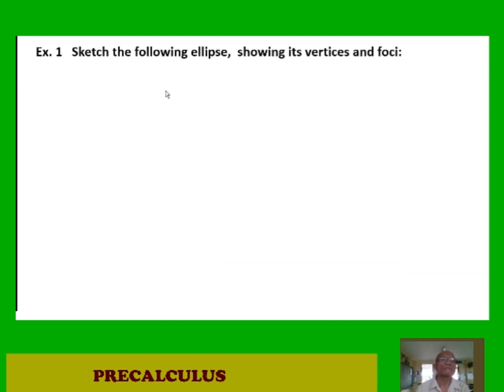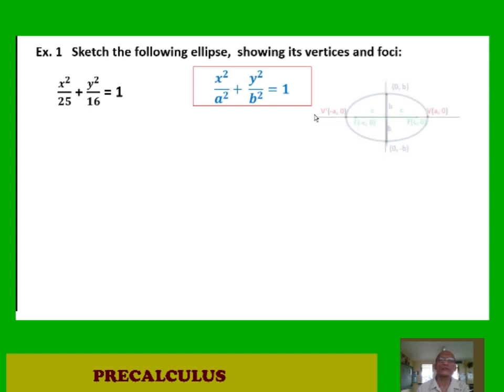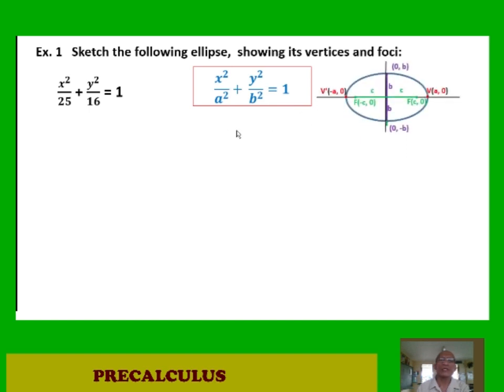Now, for example, we will use the equations of the ellipse that we have derived to sketch the ellipse. Sketch the following ellipse showing its vertices and its foci. The equation of the ellipse is x squared over 25 plus y squared over 16 equals 1. So this is type 1 of an equation of an ellipse. Now let us identify what is A, B, and C, so that we can plot the corresponding points in an ellipse.